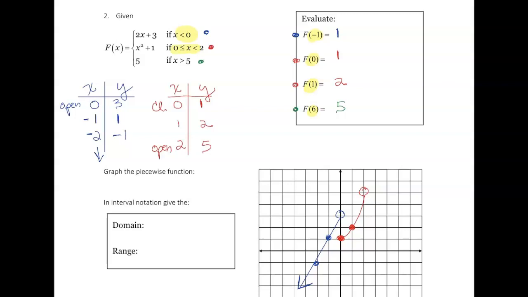Okay, let's do one more piece of the function. It's going to be using green. I need another little t-table. Okay, I'm going to start right here. And let's pick some numbers. X must be greater than 5, so I'm going to start with 5. 5, 6, and I can keep going, so I'm going to put an arrow there. And I see x has to be greater than 5, therefore this is closed.